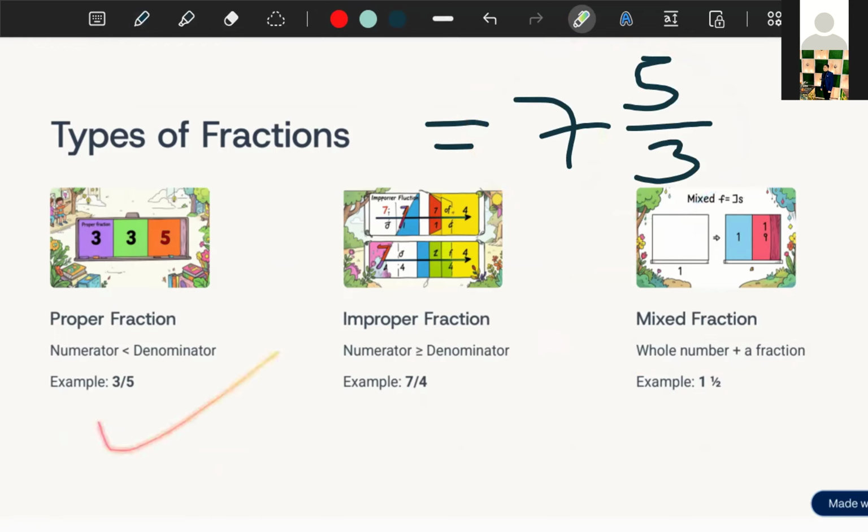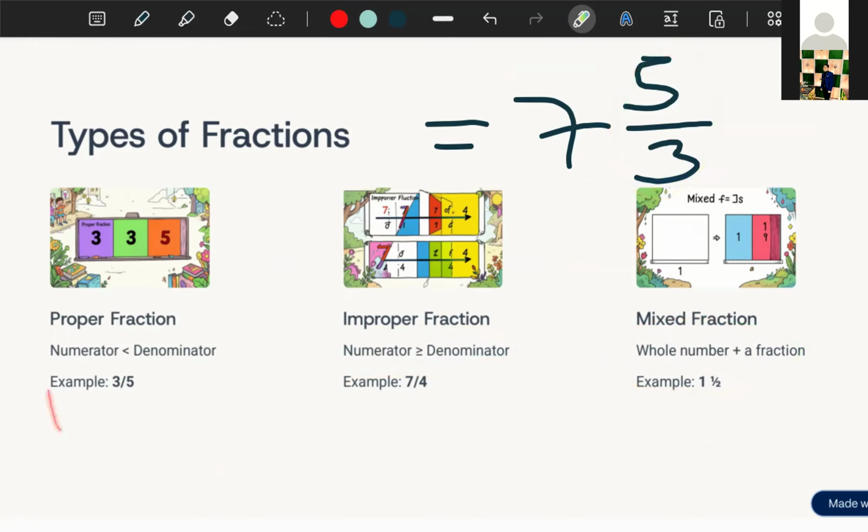Proper fraction, numerator is smaller than the denominator. Improper fraction, numerator must be greater than the denominator, and the second condition, numerator must be equal to the denominator. And in the third one, we use a whole number plus a fraction, not only a single fraction. Like this is the example 7 whole 5 by 3. So 7 is a whole number and 5 by 3 is a fraction. So when we write together the whole number and a fraction, that is a mixed fraction.